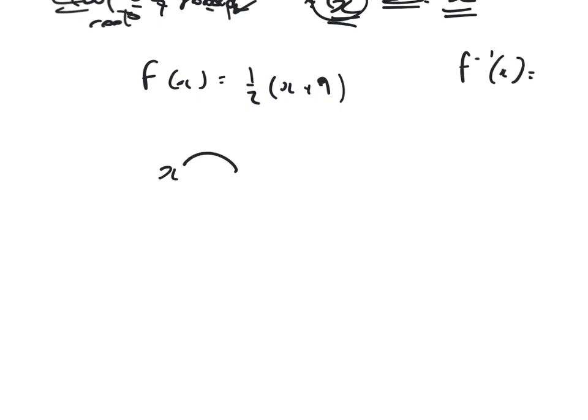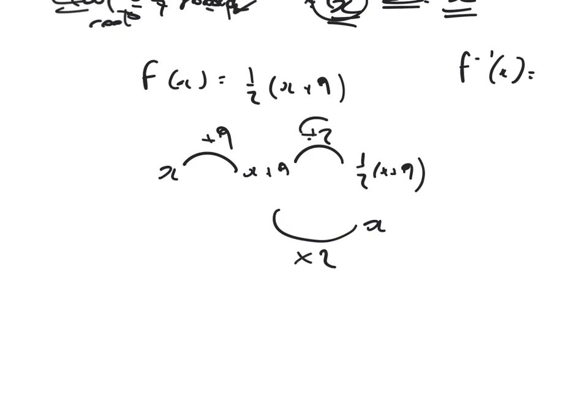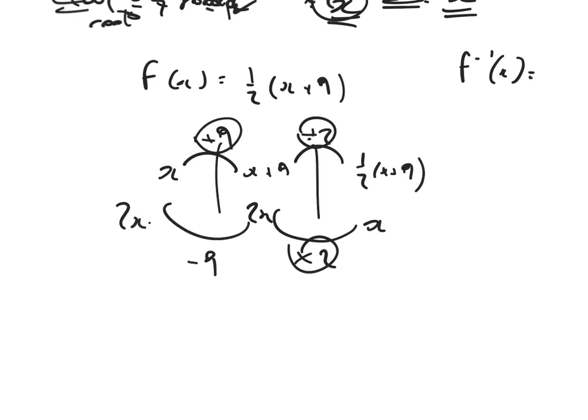Okay, let's try one final one. The function f is given by a half of x plus 9 in a bracket. Find the inverse function. Okay, start with the x, and then add on 9 to get x plus 9. We then divide that by 2 to get a half of x plus 9. Okay, so the inverse function, start with x, we then multiply by 2 to get 2x, and then take away 9 to get 2x minus 9. Inverse function, 2x minus 9.